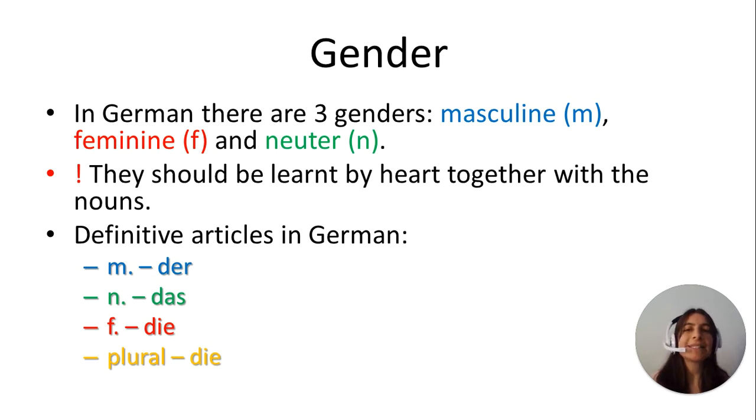And let's see the definite articles. First, for masculine, this is der. For neuter, this is das. For feminine it is die, and for the plural form it is also die. So formally they're the same, feminine and plural form.